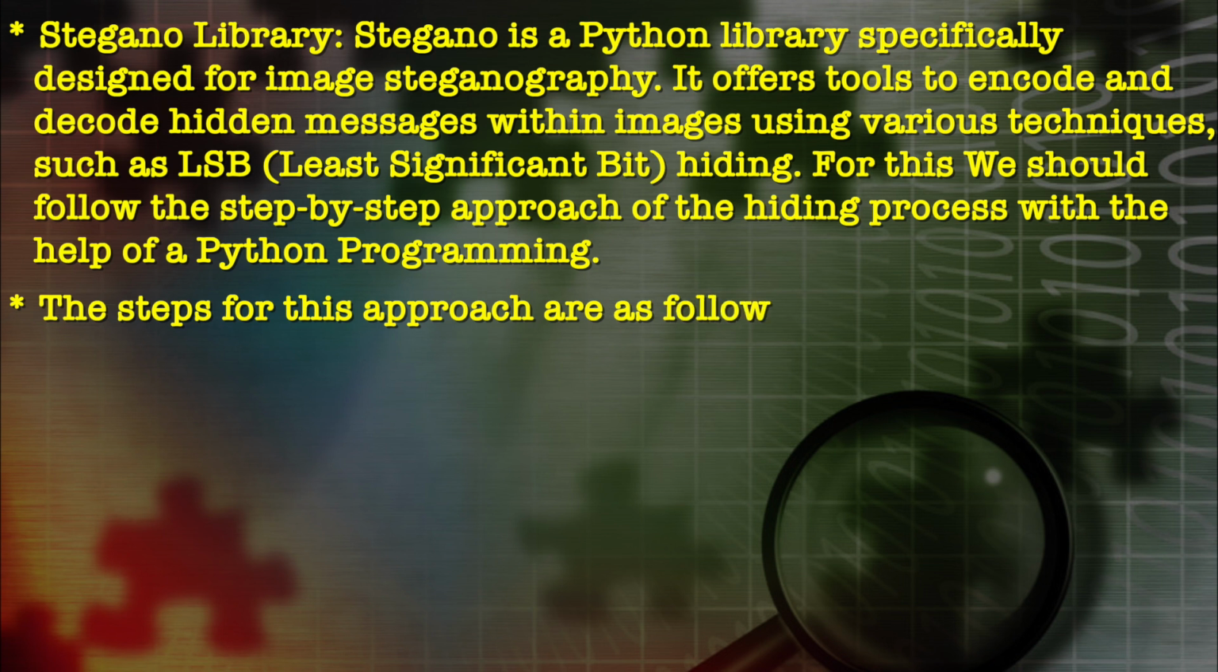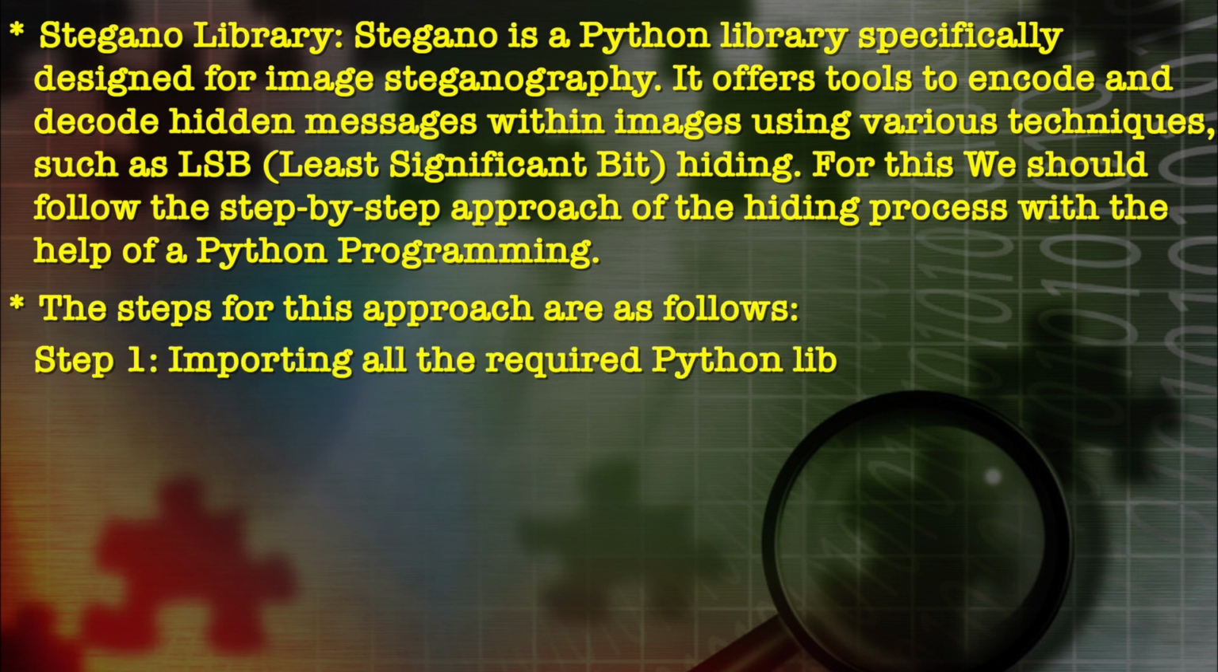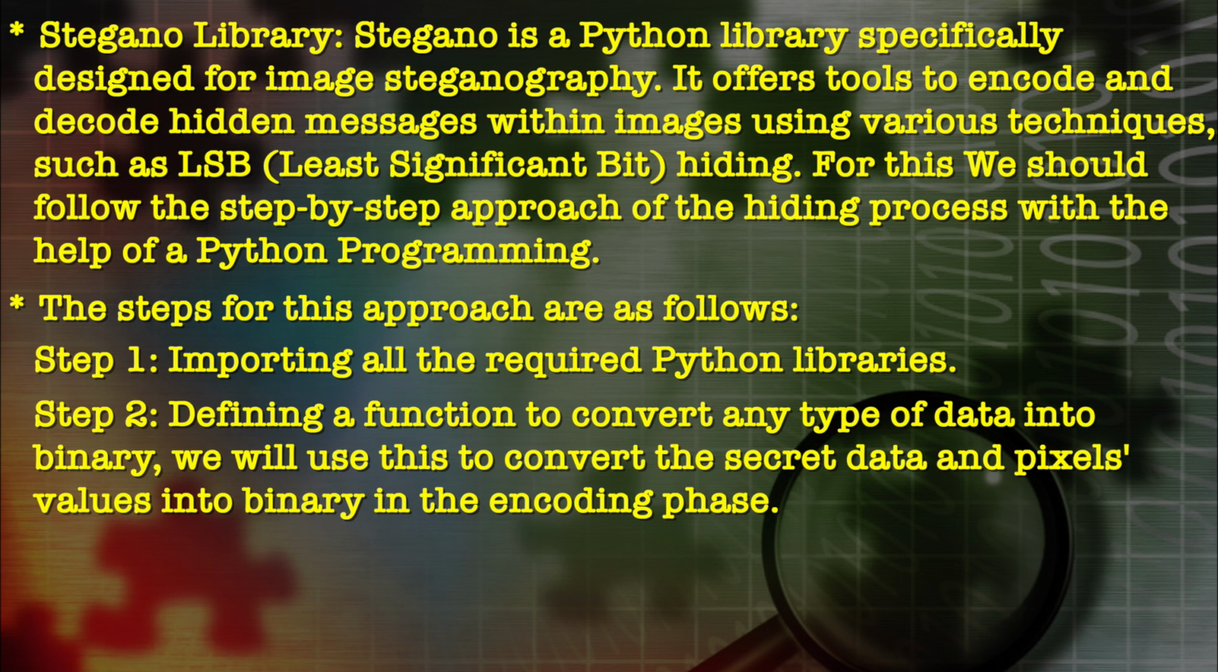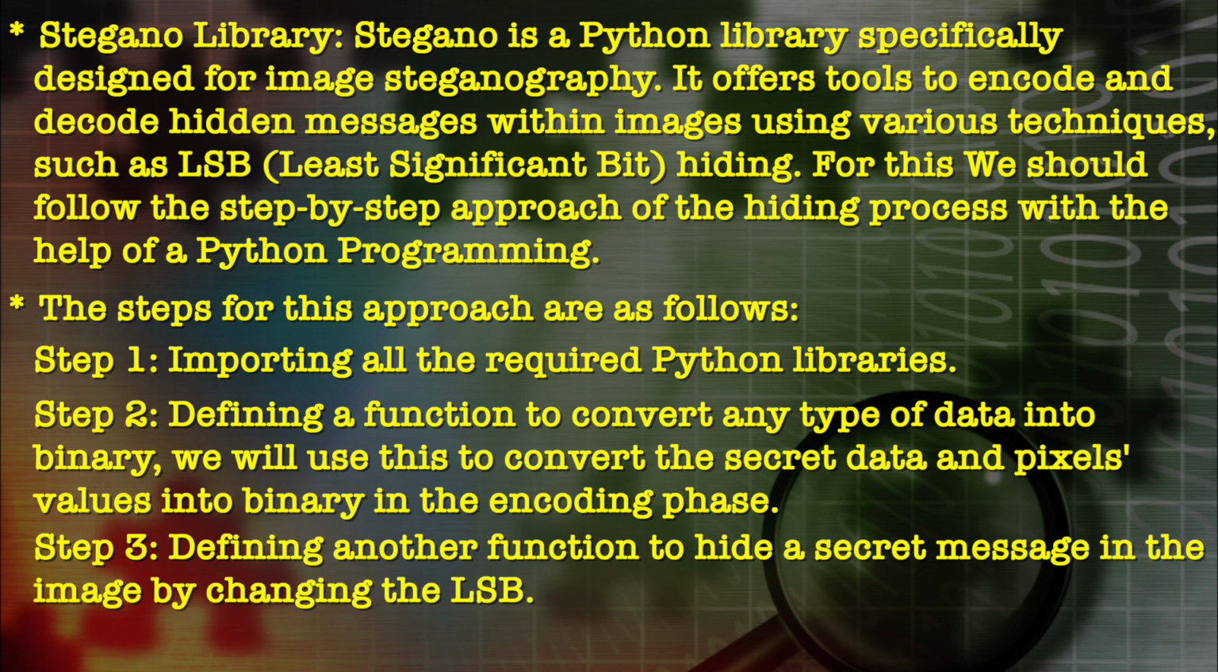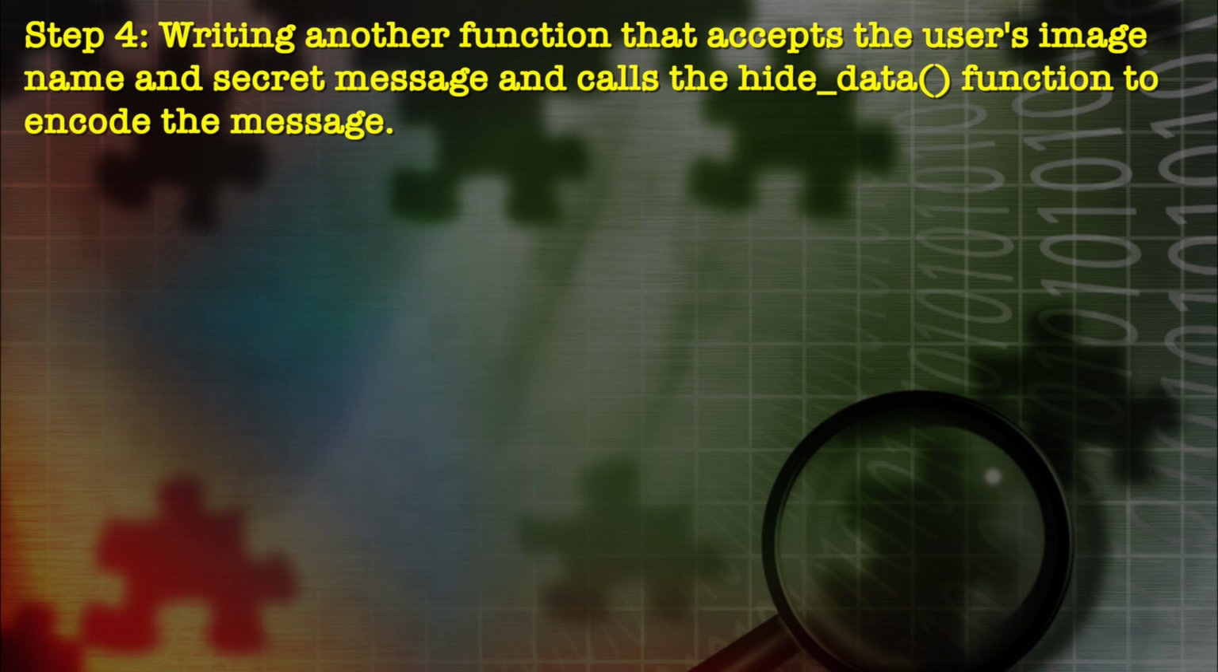For this, we should follow a step-by-step approach of the hiding process with the help of Python programming. The steps for this approach are as follows. In step 1, we import all the required Python libraries. Step 2, defining a function to convert any type of data into binary. We will use it to convert the secret data and pixel values into binary in the encoding phase. Then step 3, defining another function to hide a secret message in an image by changing the LSB. Next is writing another function that accepts the user image name and secret message and calls the hide data function to encode the message. The next step, define the main method.